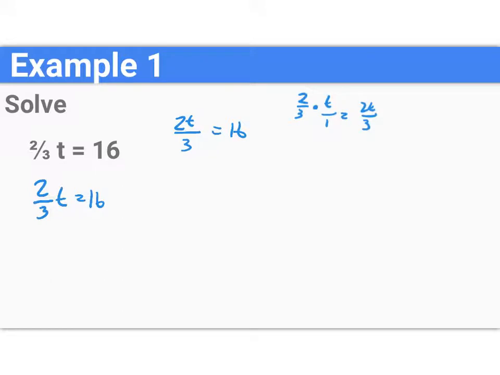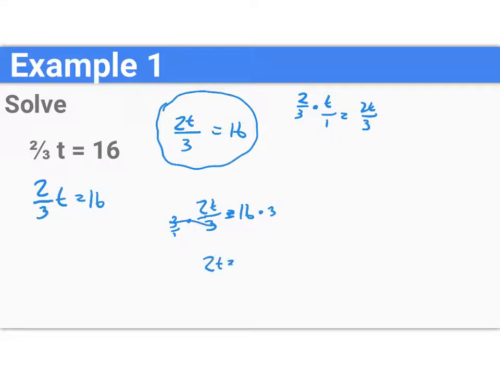I personally like dealing with this one, and you will see why. 2t over 3 equals 16. So two things are being done to the t if you write it out this way. First we're going to get rid of the division, so we multiply both sides by 3. The 3's cancel out. So we're left with 2t equals 16 times 3 is 48. Then if we divide by 2 on both sides, t will equal 24.